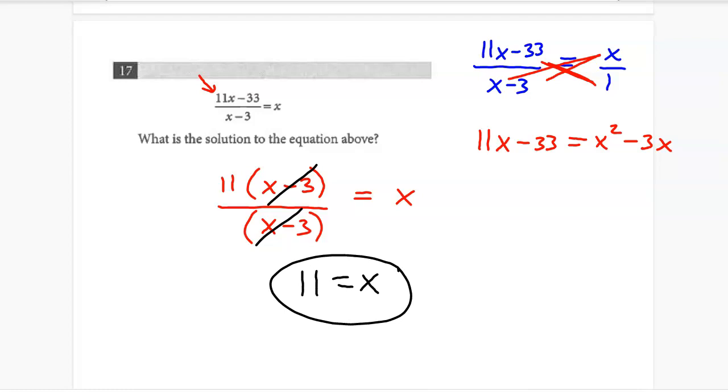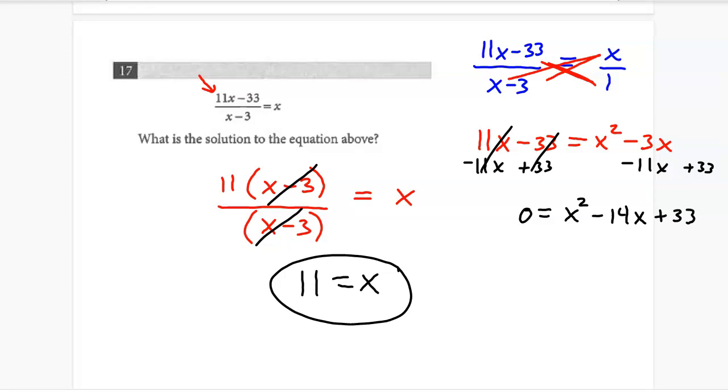If you were to finish this problem, you'd want to set one side equal to 0. So I'd want to minus the 11x. And I'd want to add this 33. And then this all goes away and I'm going to have 0 equals, that'd be a negative 14x plus 33. Now you'd have to factor this.